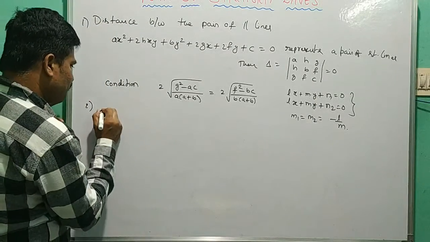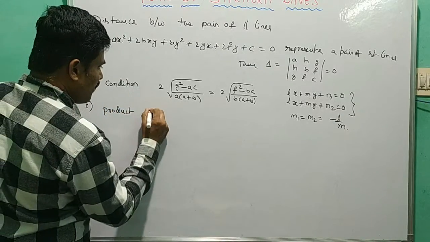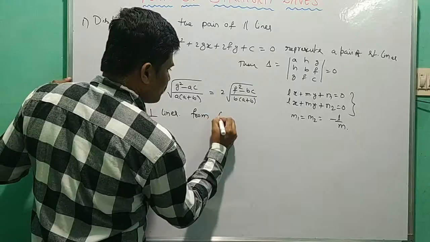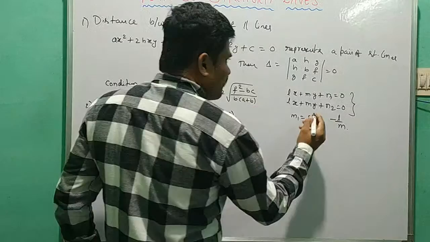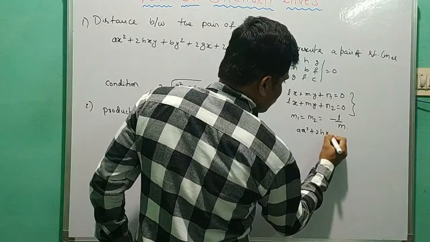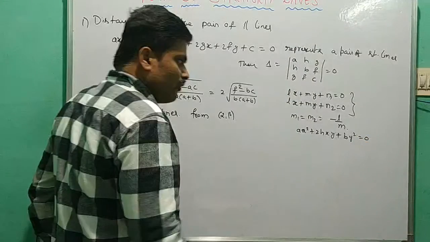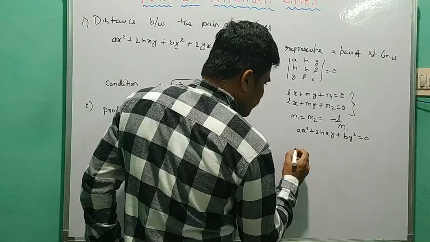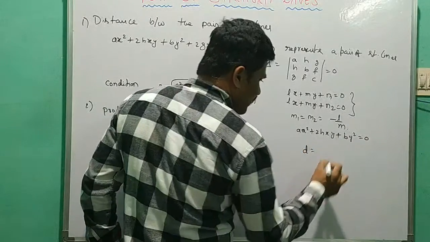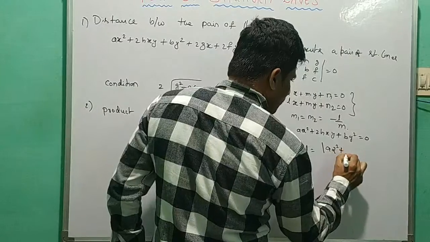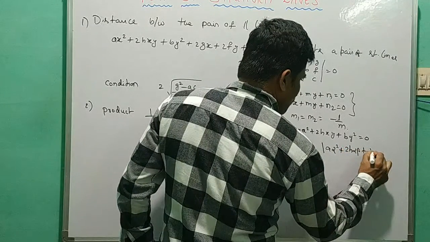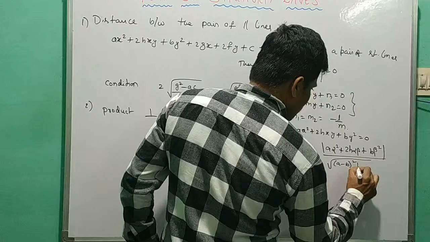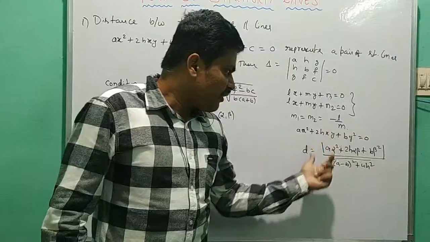Similarly, the second formula, product of perpendicular lines. Product of perpendiculars from the point alpha beta. The equation is ax square plus 2hxy plus by square equal to 0. Now product of perpendiculars from point alpha beta to the given lines, generally d equals to mod a alpha square plus 2h alpha beta plus b beta square by square root of a minus b whole square plus 4h square. So this formula is for homogeneous.